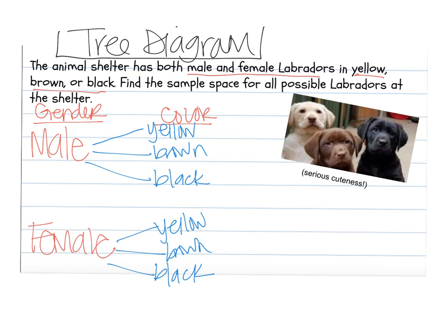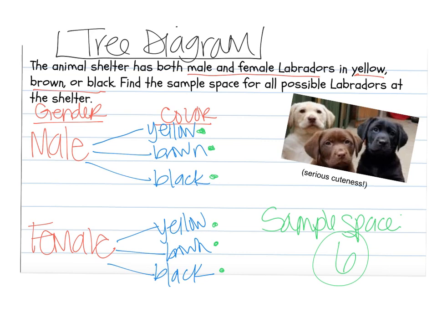Now if I go over here, I can count. I have 1, 2, 3, 4, 5, 6. So my sample space here is 6. I have 6 total different puppies that I can choose from. And then I can look at it just like my table. I can pull out certain outcomes that we want.